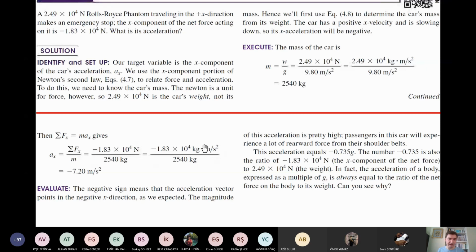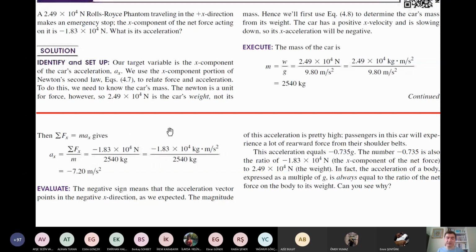Here we have a minus sign. So the acceleration of the car is minus 7.20 meters per square second. So what is the meaning of the minus sign? The negative sign means that the acceleration vector points in the negative x direction. Acceleration is a vector and it points in the negative x direction. So the car is moving in the positive x direction and it is slowing down.